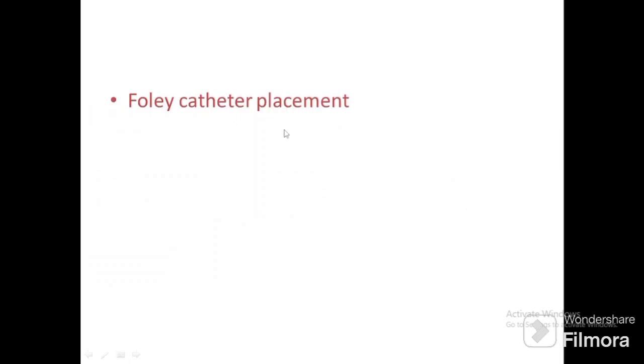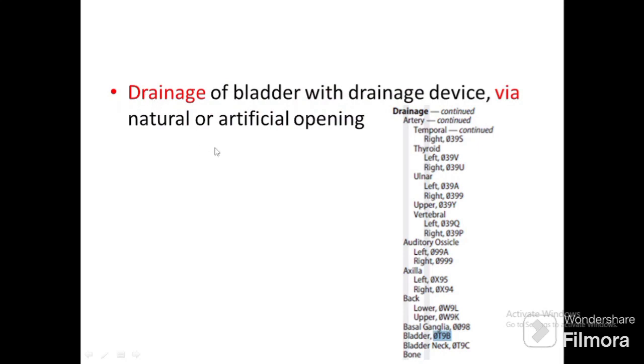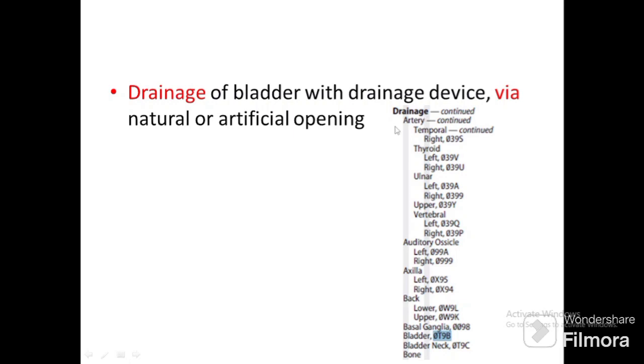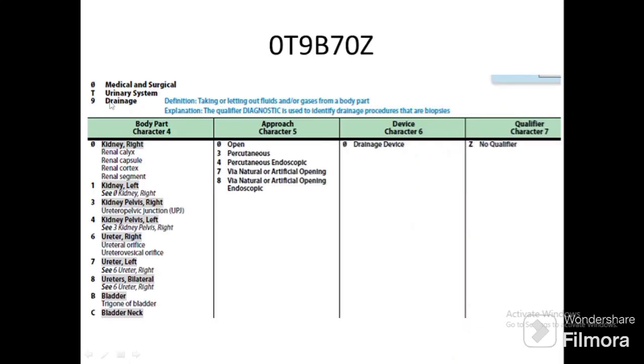And next, Foley catheter placement. So for Foley catheter placement, the main purpose is drainage, and hence the root operation will be drainage. You should not get confused with the root operation insertion. Because the Foley catheter is inserted, we should not consider that as an insertion procedure. Because the Foley catheter's main purpose is for drainage, the root operation will be drainage. So under drainage, you should search for bladder. So 0T9, bladder B, and by a natural or artificial opening 7, and 0 drainage device, and character 7 no qualifier.